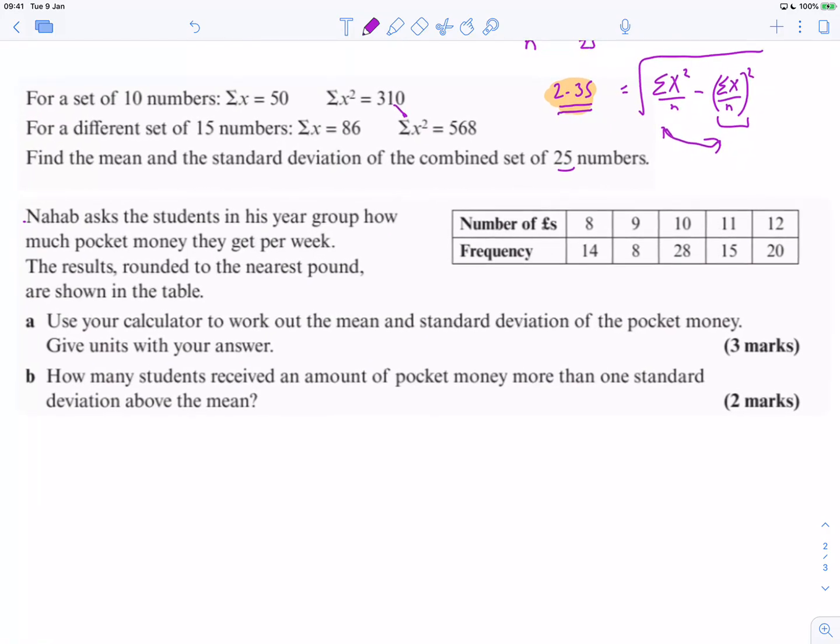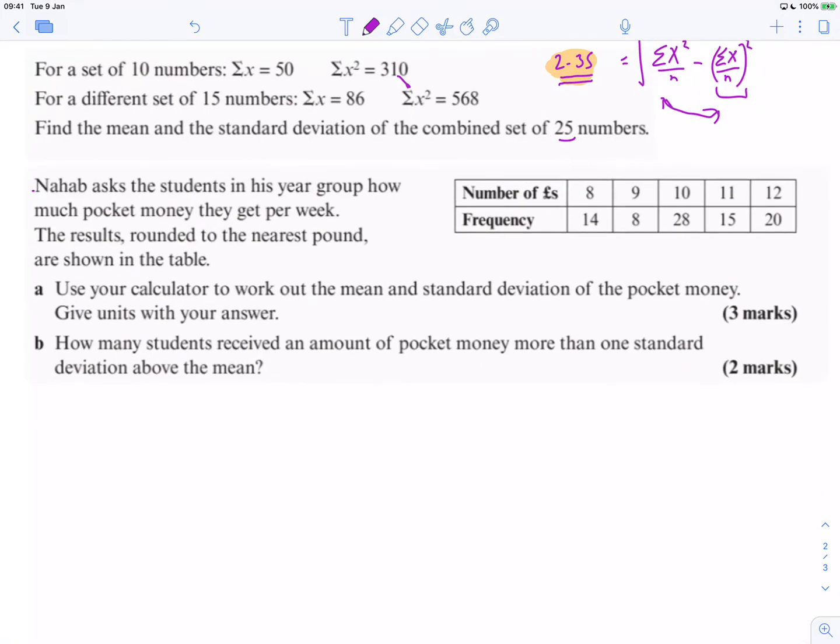Okay. Nahab asked the students in his year group how much pocket money they get per week. The results, rounded to the nearest pound, are shown in the table. Use your calculator to work out the mean and standard deviation of the pocket money. Give units with your answers. Okay, the mean is the sum of xf over the sum of f, just like we've done before. So you can either use your calculator or you can just do it the long way. So let's make an xf column down here, or a row in this case.